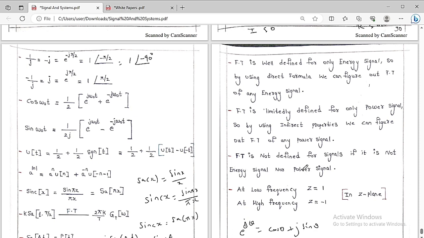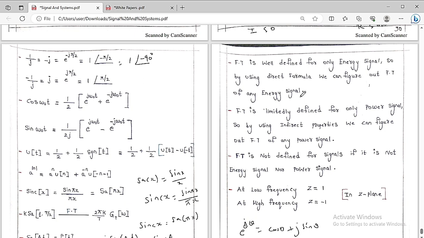The next point is: the Fourier transform is well defined for only energy signals. By using the direct formula, we can figure out the Fourier transform of any energy signal. I've already told you, if a given signal is an energy signal, then definitely the Fourier transform is well defined, meaning we can use the direct formula. What is the direct formula? The Fourier transform is the integration from t equals minus infinity to plus infinity of x of t into e to the power of minus j omega t dt. With the help of that, we can easily figure out the value of the Fourier transform.